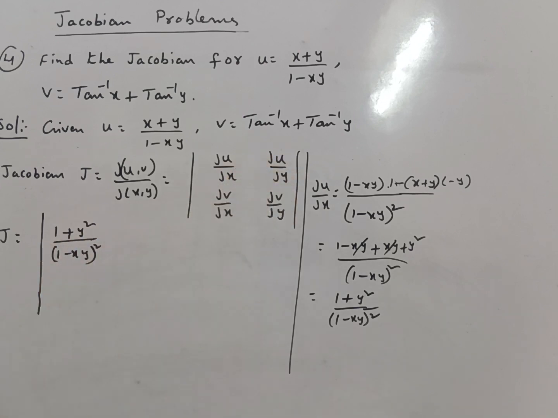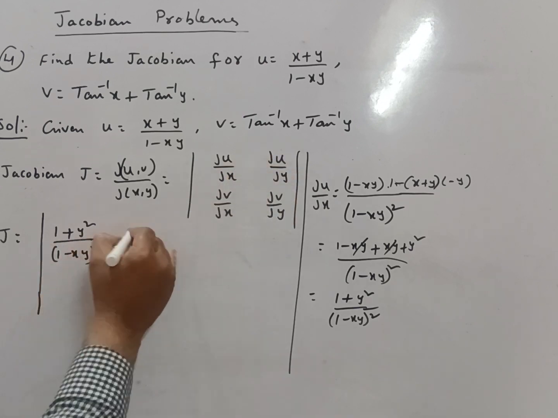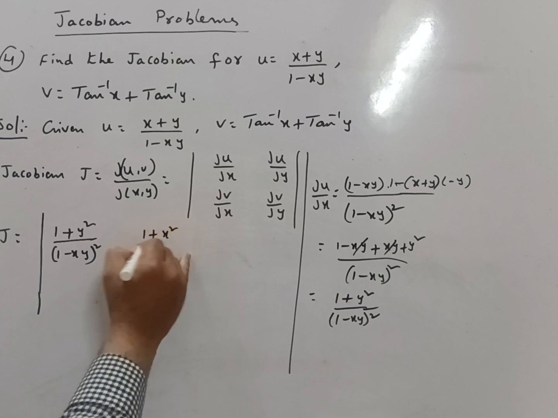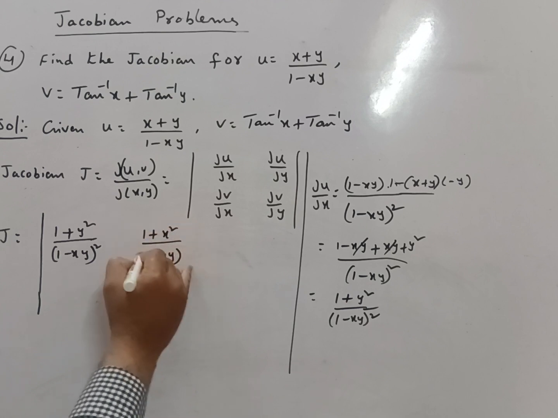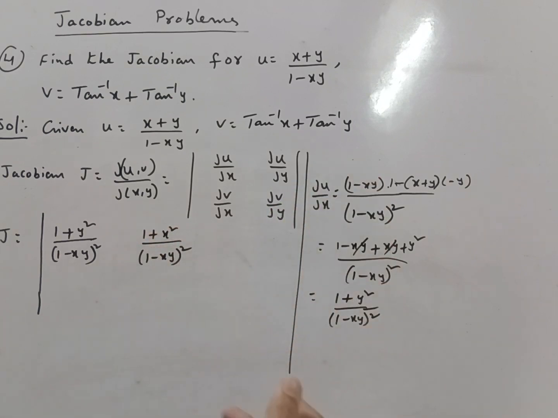So similarly, dou u by dou y, what do I get here? 1 plus x square by (1 minus xy) whole square. If you want, you can solve it yourself.